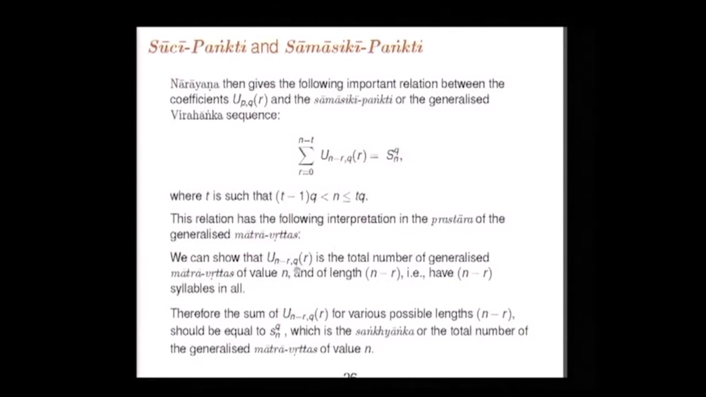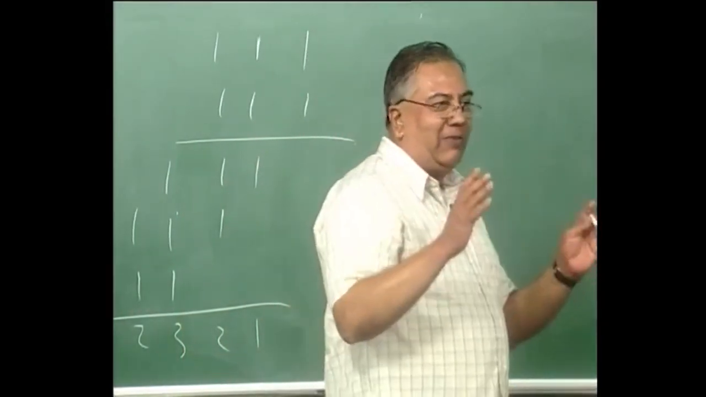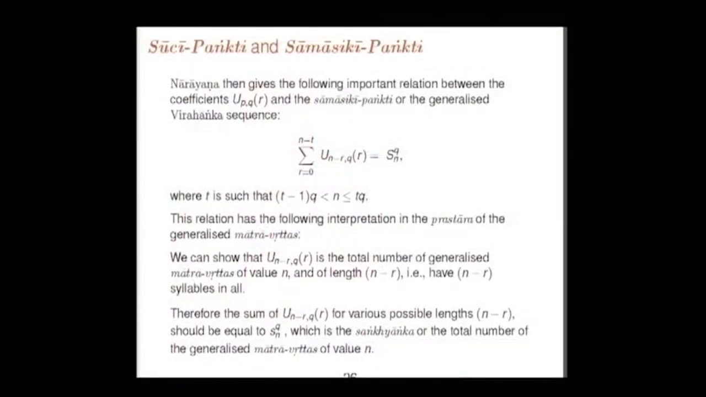Now U_{n-r,Q}(r), you can show by just simple algebra that it is the total number of generalized matra vrittas of value n, where the vrittas are stipulated to have just length n - r. When you sum the number of syllables of the vrittas which are allowed from 0 to that n - t, you will get the total number of matra vrittas of value n. So when you stipulate that the vrittas are of fixed length, this will be the number of matra vrittas of length n - r of total value n, where 1 to Q are the syllabic values that are allowed.